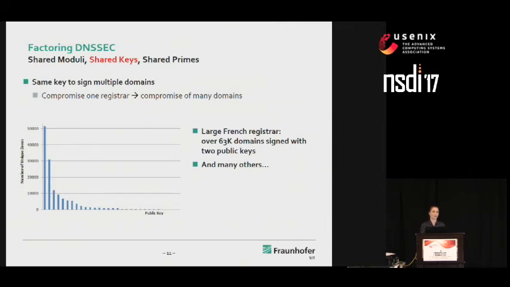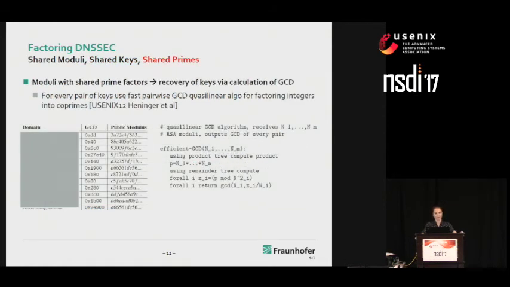So an example is a large French registrar that has over 63,000 domains signed with only 2 public keys. So it uses 2 key pairs for signing all of its domains. And when you register a domain, you have an option to sign the domain yourself or to have your registrar sign it for you. Often there is no option to sign yourself. You just have the registrar generate the keys and sign for you. And this is exactly when this key reuse happens.